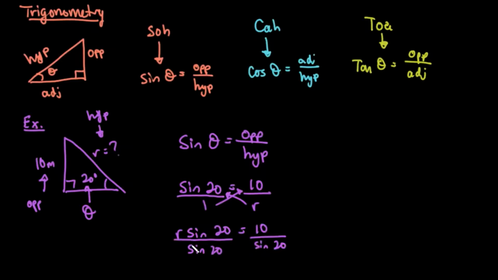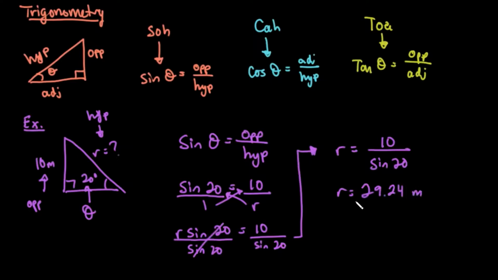Remember, when we divide by the same thing, it cancels out. So if I clean this up, I find that R is equal to 10 divided by sine of 20. Plugging this into my calculator, I find that my hypotenuse, or my length R, is 29.24 meters. And remember, I keep the unit there because I had meters in my length over there.